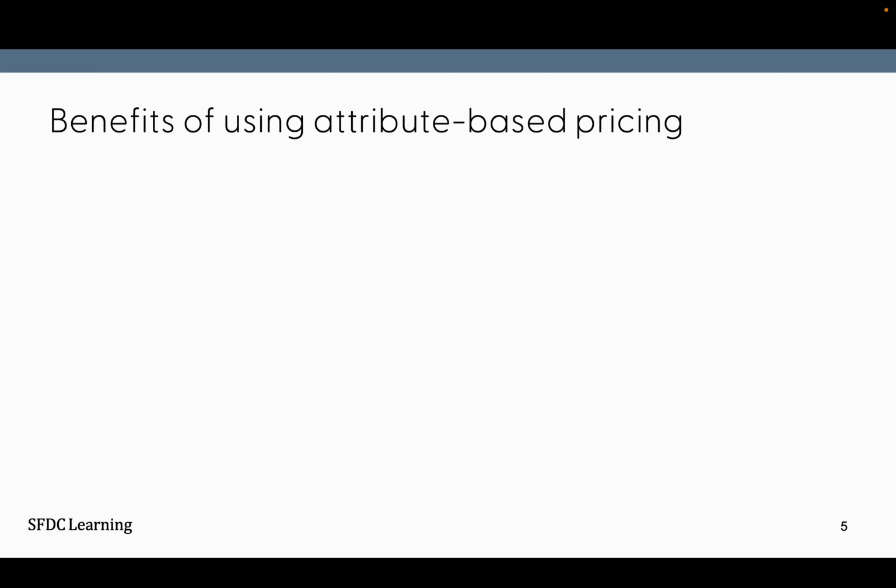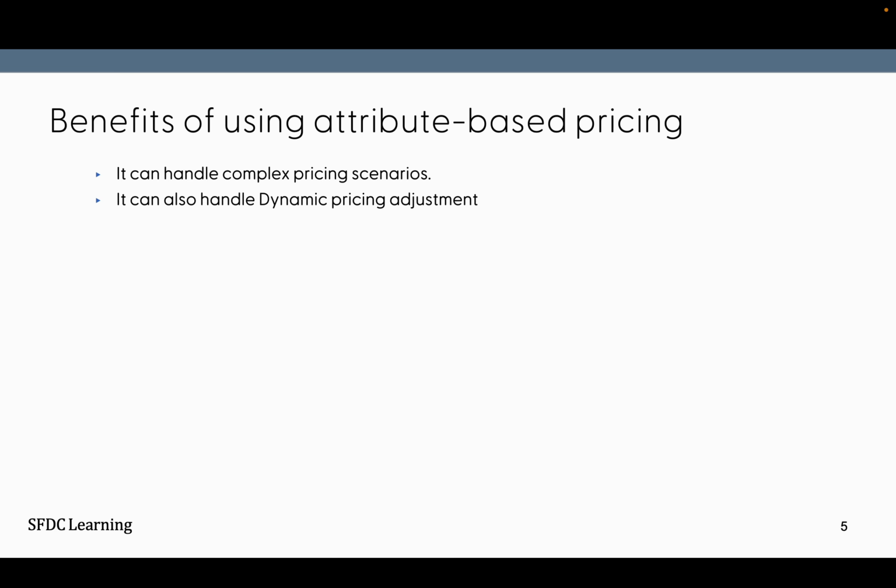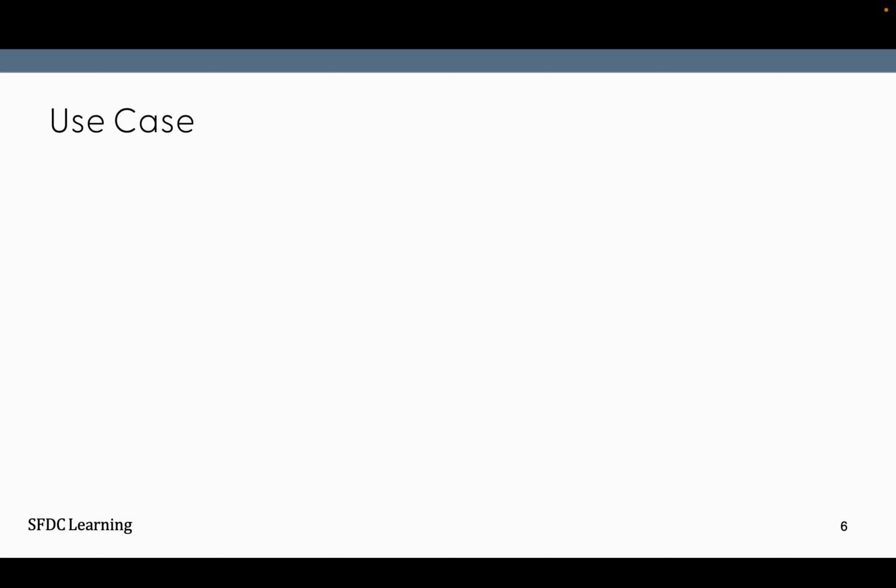Now, benefits of attribute-based pricing. It can handle complex pricing scenarios. It can also handle dynamic pricing adjustment. Right? So if you want to provide some percent of discount when some specific criteria is matching based on the attributes, then you can do that.